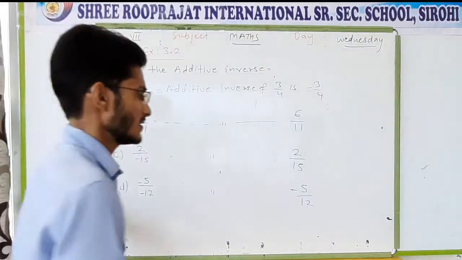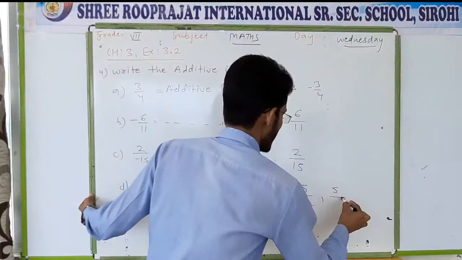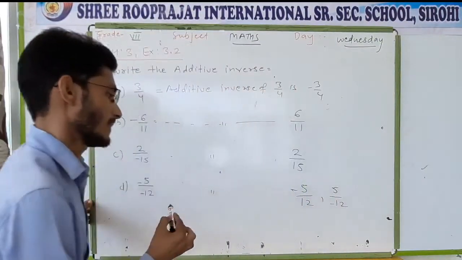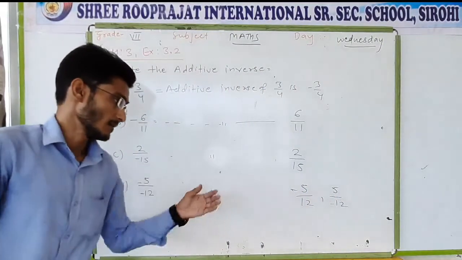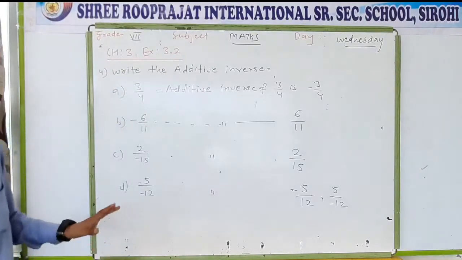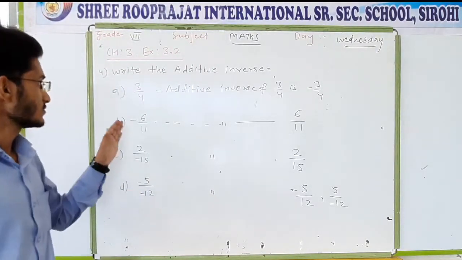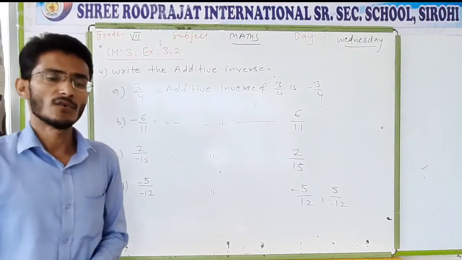Okay, or even you can write 5 by minus 12. Both are the same. There is no difference between minus 5 by 12 or 5 by minus 12. Both are the negative numbers. Okay, so that's the solution of question number 4.